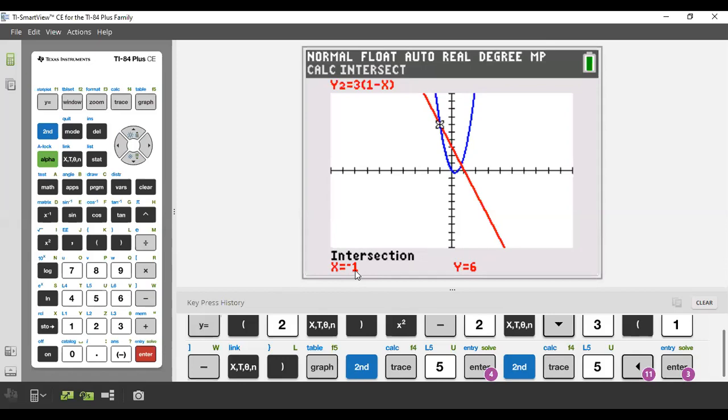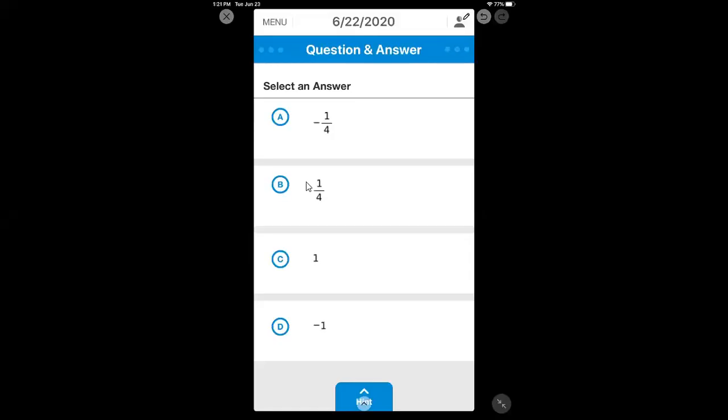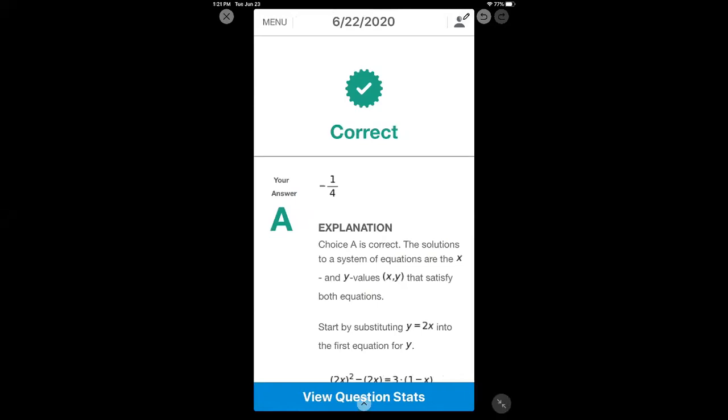Now that I have that information, I can go back to my iPad. One of the intersections occurred at 0.75, and the other occurred at negative 1. So 0.75 minus 1 is negative 0.25. So that would be choice A. All right, that's it. This question is done. Now, I want you guys to see this. Here's the answer. We are correct.